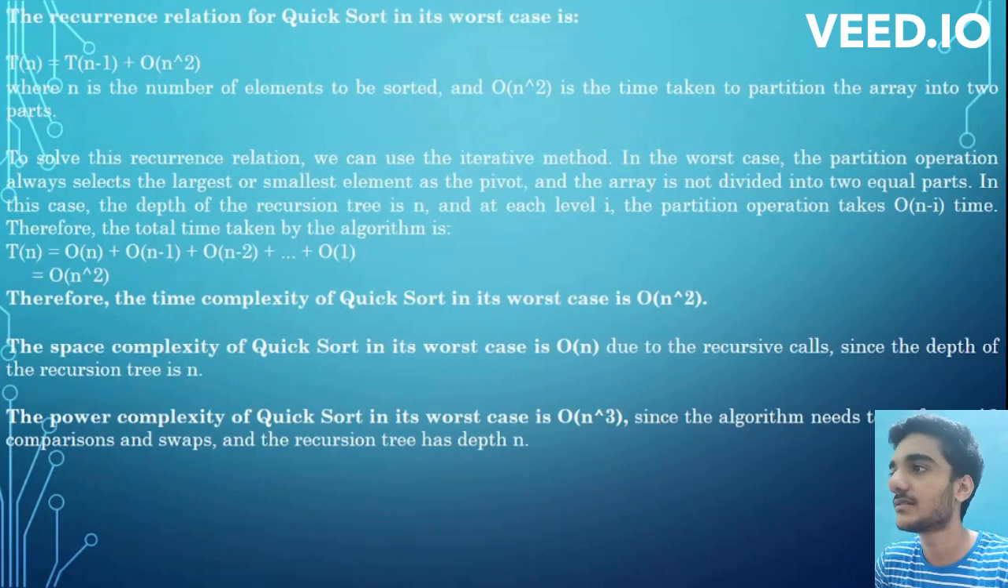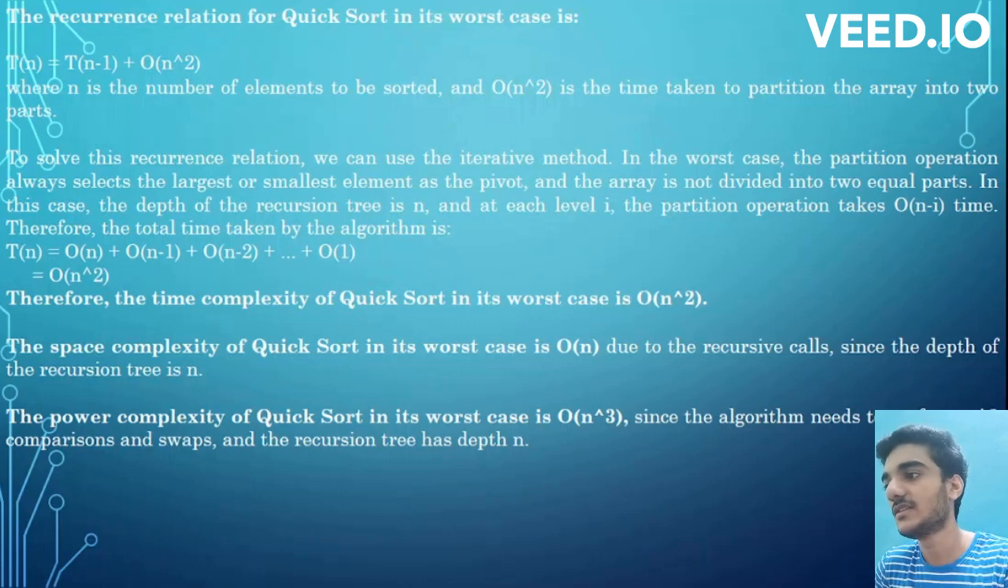And the worst case recurrence relation is T(n) = T(n-1) + O(n^2), where O(n^2) is the time taken to partition the array into two parts. To solve this recurrence relation, we can use the iterative method. Therefore, the time complexity of quicksort in the worst case is O(n^2). Space complexity is O(n) due to the recursive calls since the depth of the recursion tree is n, and power complexity of quicksort in the worst case is n^3 since the algorithm needs to perform n^2 comparisons and swaps, and the recursion tree has depth n.